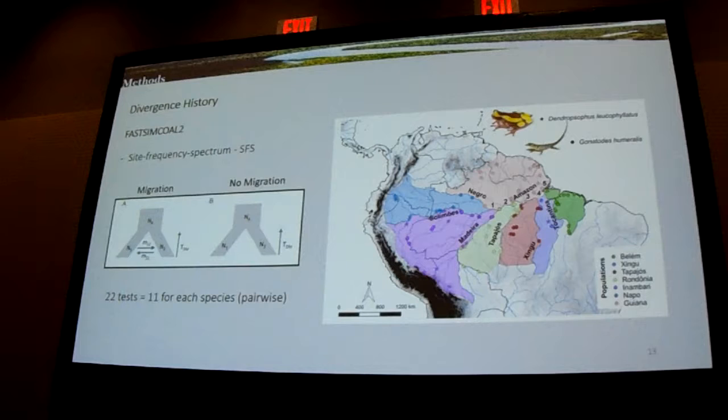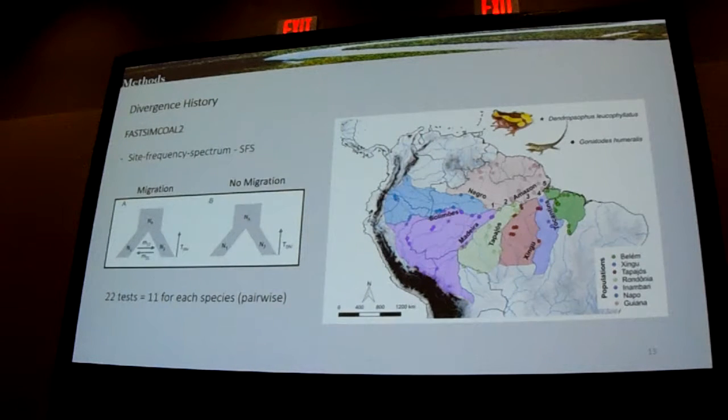For the divergence time, we used fastsimcoal. We tested two different models: the migration model, model A, in which we have population sizes 1 and 2, the ancestral population size, and also the divergence time and migration between them. For the second model, model B, we have no migration.